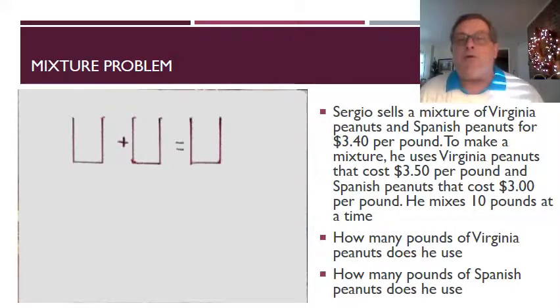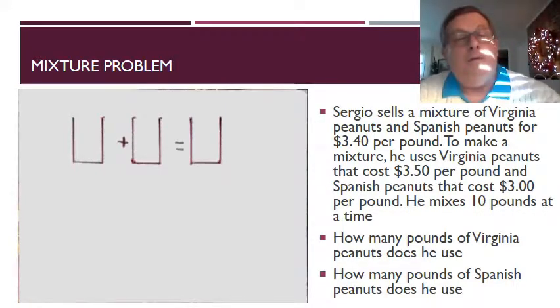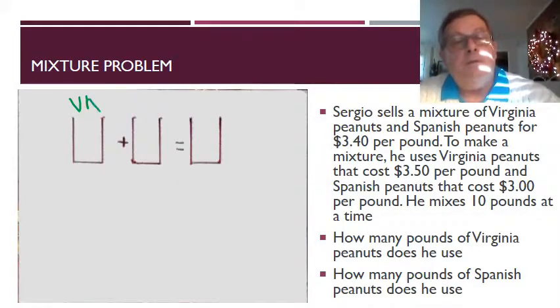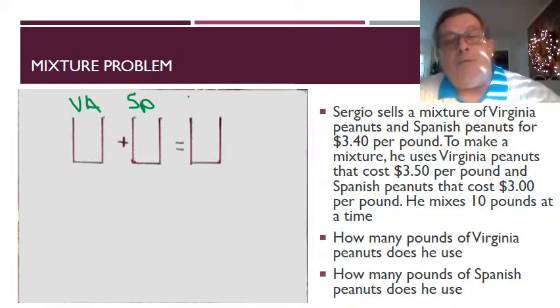So here we've got Sergio. Sergio sells a mixture of Virginia peanuts and Spanish peanuts for $3.40 per pound. Now I'm going to pause right here. I know I've got Virginia peanuts. I'm going to say VA for short. And I've got some Spanish peanuts. And I'm going to have a mixture.